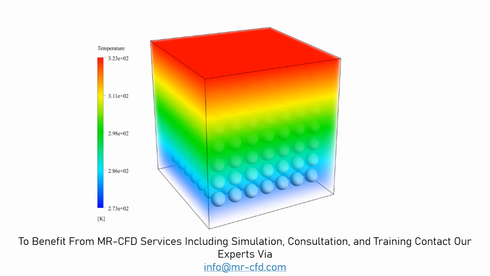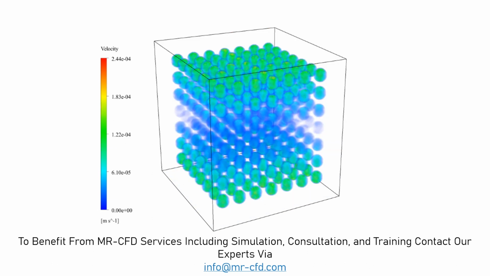Now in this slide you can see the temperature distribution inside our computational domain, and as you can see here, the region near the upper surface has a higher temperature in comparison with the lower surface. And finally, in this slide you can easily see the velocity changes of airflow inside the porous medium in our computational domain.